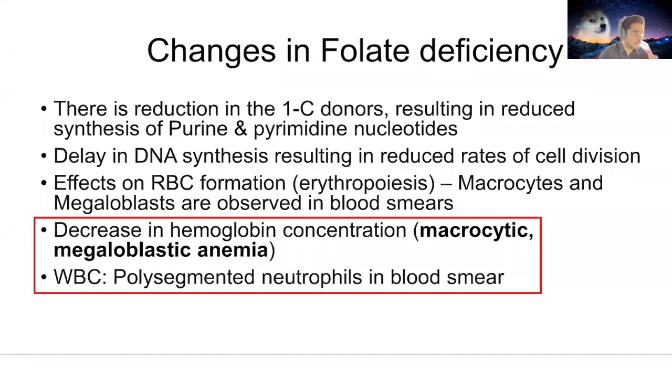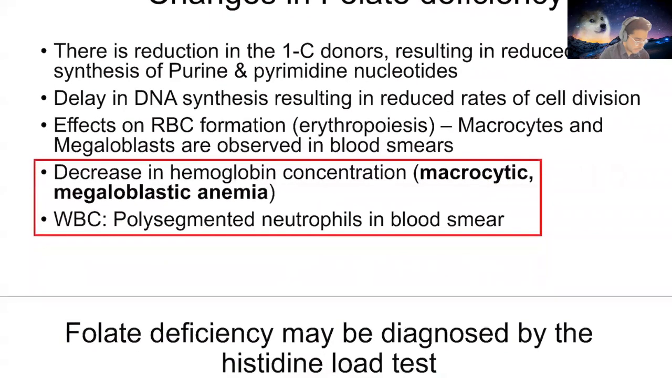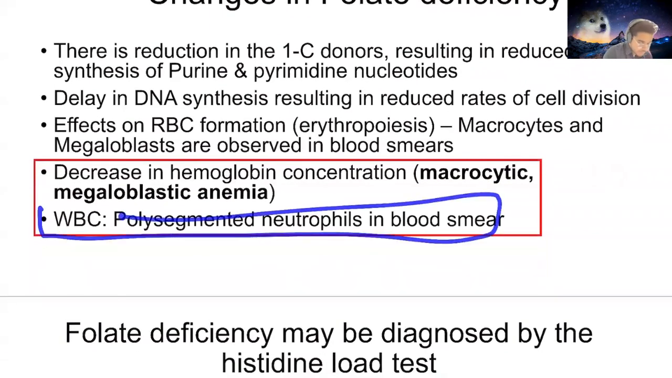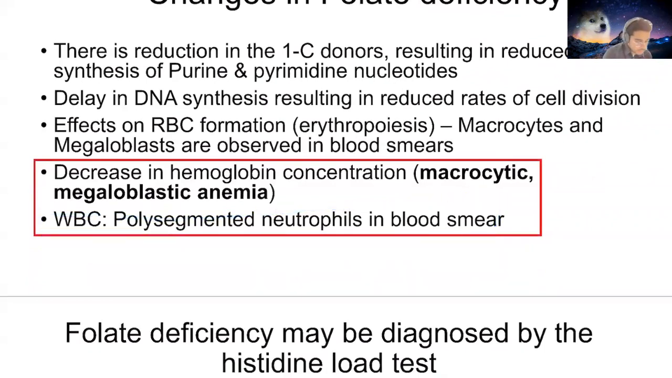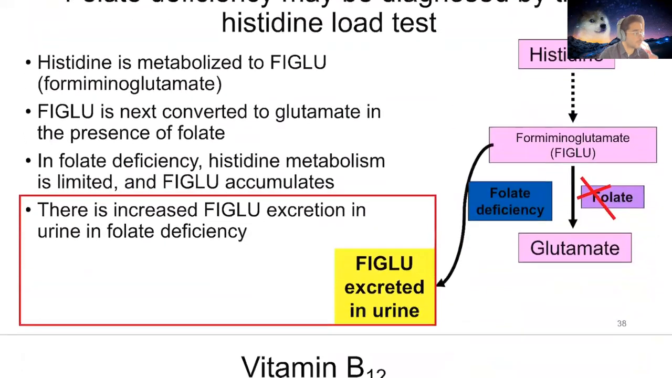Macrocytic megaloblastic anemia, right? Macro is the buzzword for this case. And if they ask you about WBCs that are polysegmented, that's also a potential buzzword, but most of the time, whenever you're thinking of megaloblastic or macrocytic, it's the thing to keep in mind.